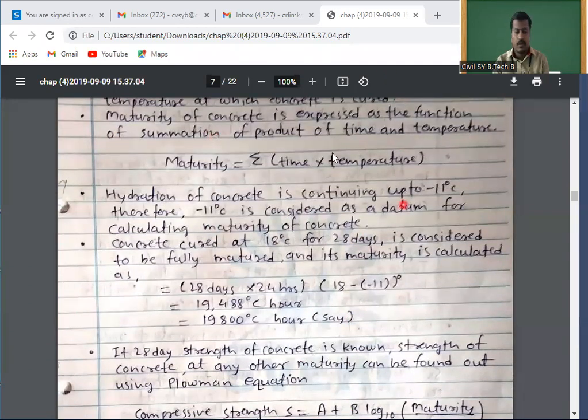Maturity of the concrete. What is this maturity? It is nothing but the summation of the product of time into temperature. What is the datum line for achieving that maturity of the concrete? Minus 11 degrees centigrade.